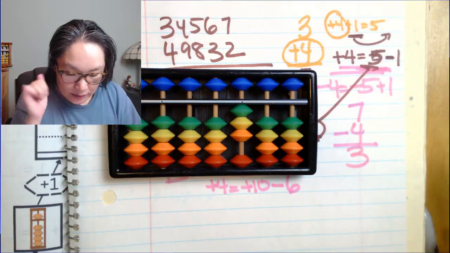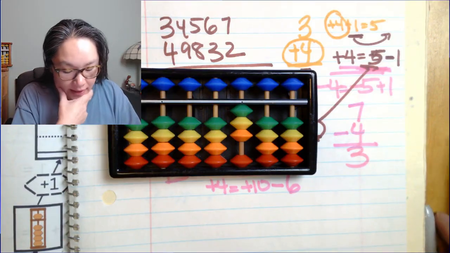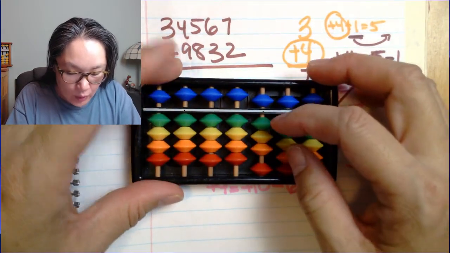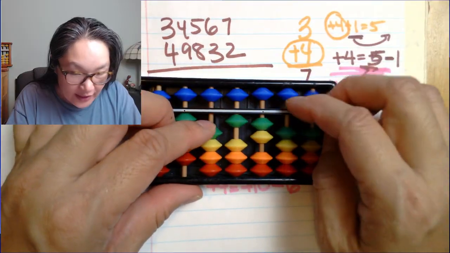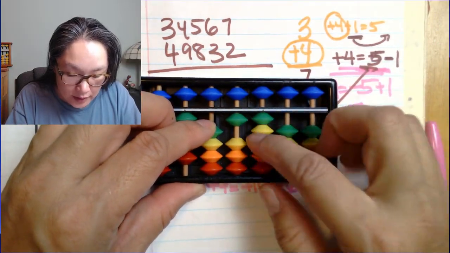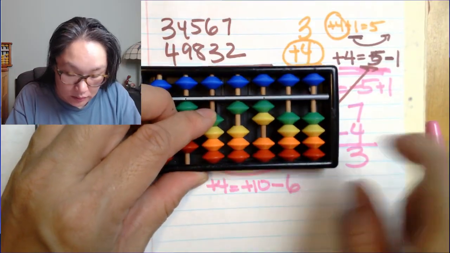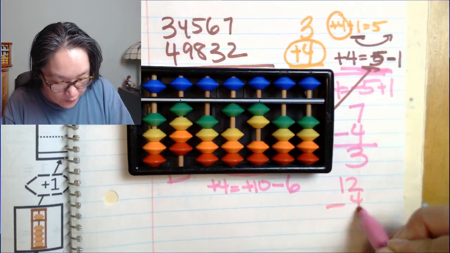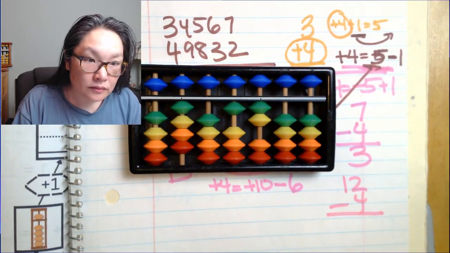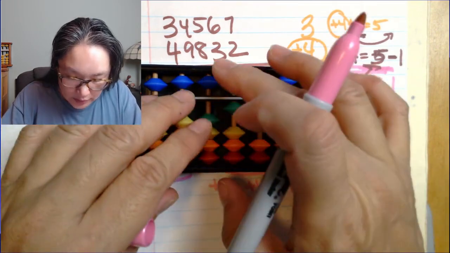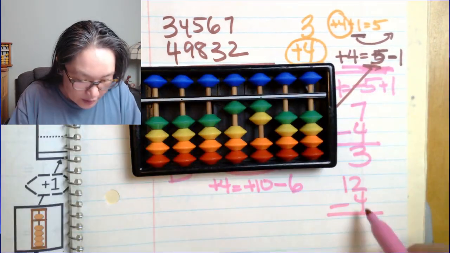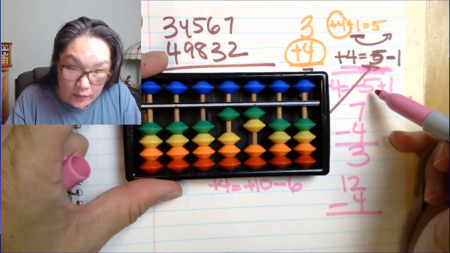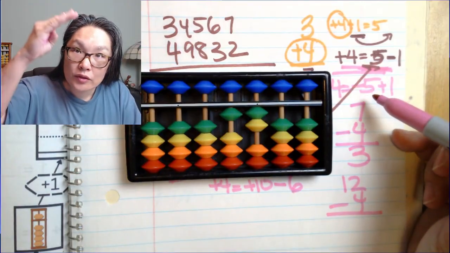We can do it again, right? So if I had 12, let me do 12. If I had 12 and I take away 4, 12 minus 4, what are we going to do? Well, let me clean it up a little bit. There's not enough beads to minus the 4. Can we take away the 5? No. See, there's the critical thinking that we're building.